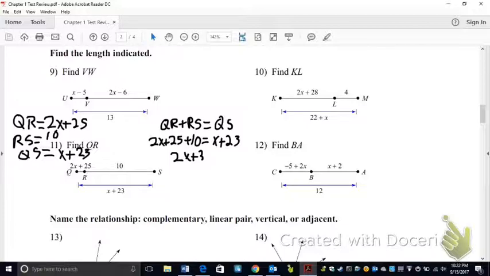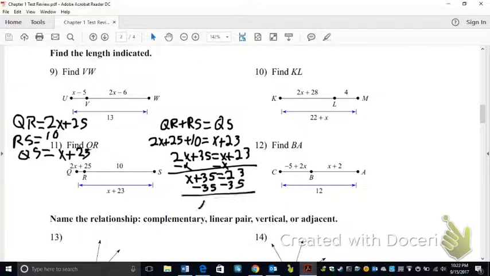So we're then going to go 2x plus 35, that's combining like terms, equals x plus 23. Now we need to put our x's together. So we're going to subtract x from both sides. 2x minus x is x. Plus 35 equals 23. We're then going to subtract 35, and we're going to get x equals negative 12.